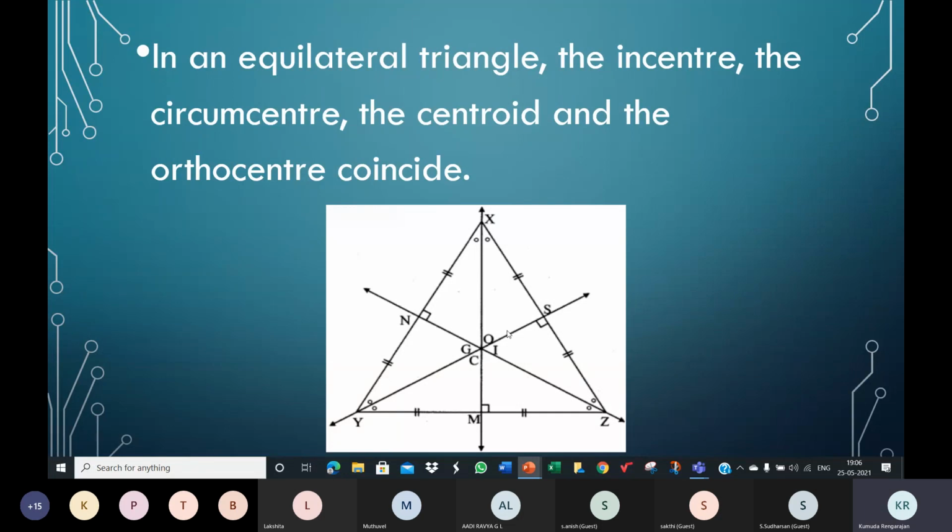Same thing here also. See here, YS is the median. G is a centroid on the median YS. Now, YG is to GS is equal to 2:1. Similarly, ZG is to GN. We are saying G because G is a centroid. So ZG is to GN is equal to 2:1.